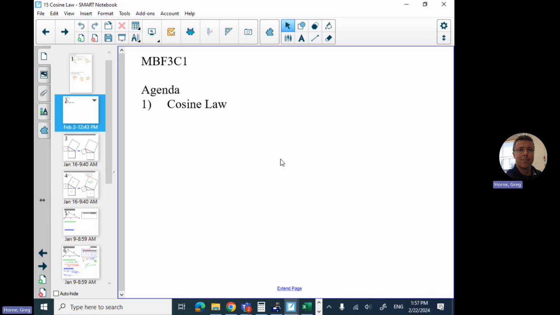Anyways, we are looking at cosine law today, which is another tool, a mathematical process that you can use for working with non-right triangles.